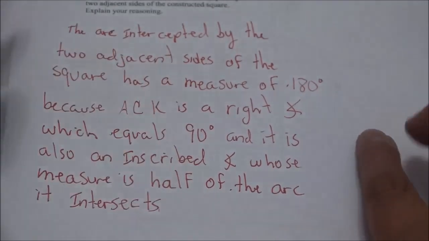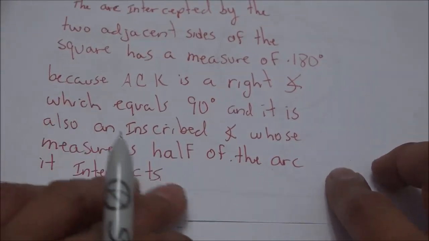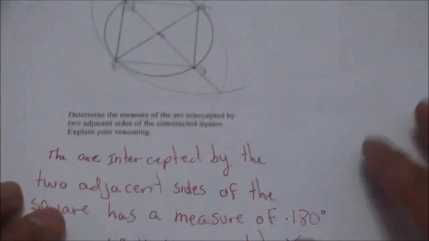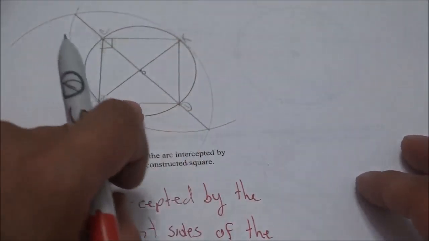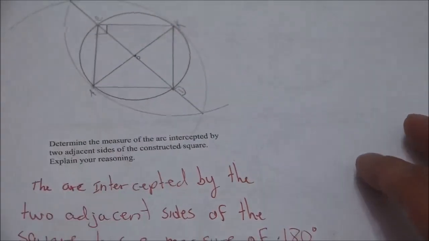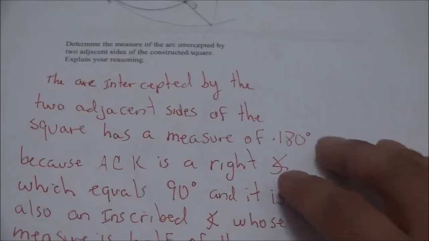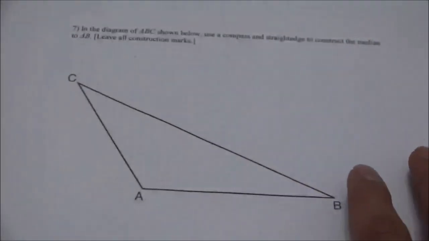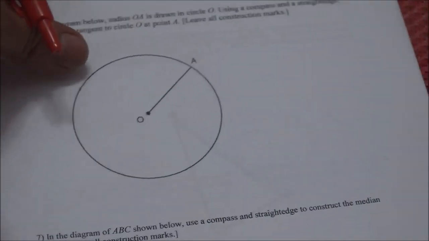Okay, and you could go on and say, and the arc that it intersects is half of the circle, and the circle measures 360, so half of that is 180. So that's why. See that? All right, let's move on. Number 6.